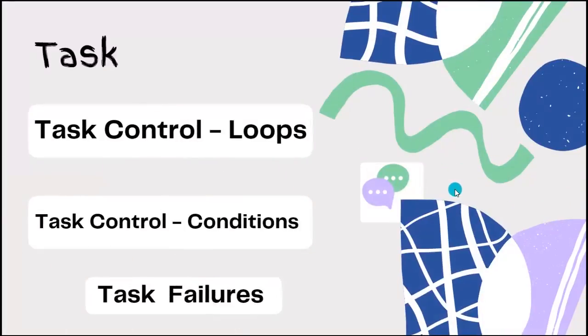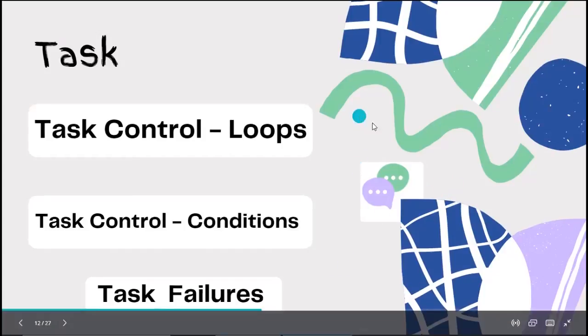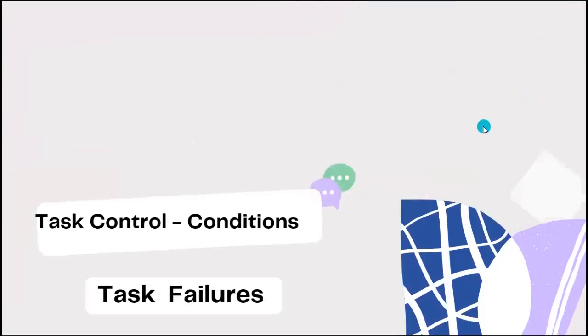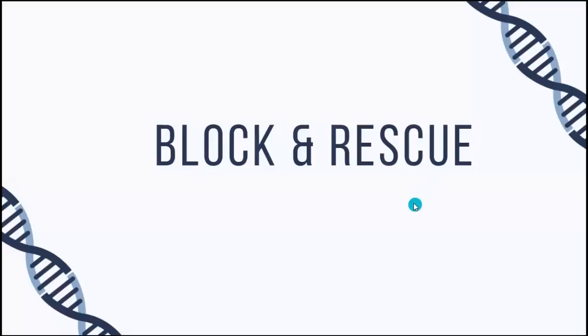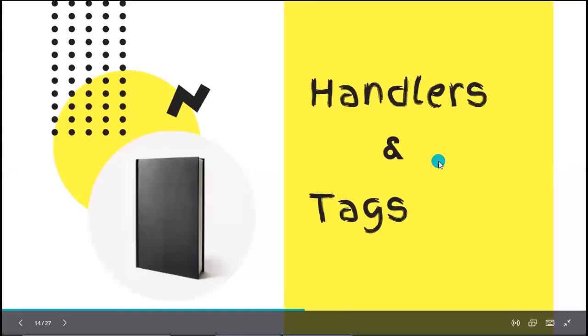And tasks: how to control loops, how to control conditions, and also how to control failures. And block and rescue, this is also one of the very good concepts we need to understand. We will go hands-on with an example. And handlers and tags, this is also a really important topic.